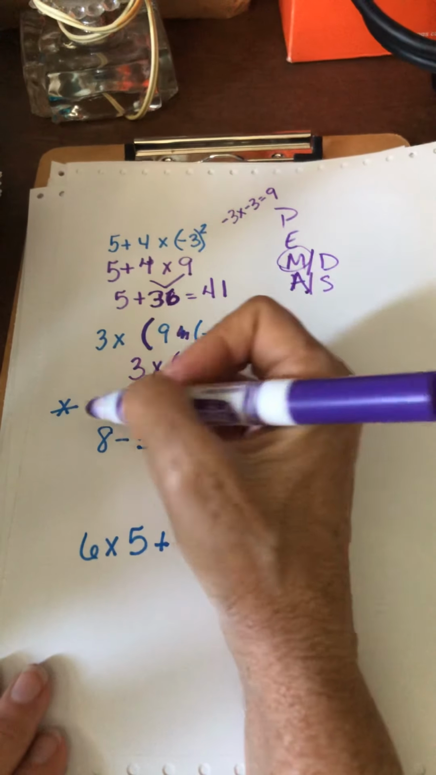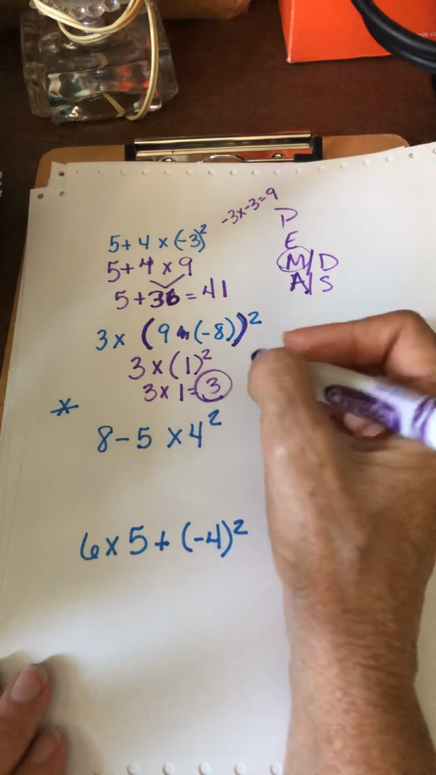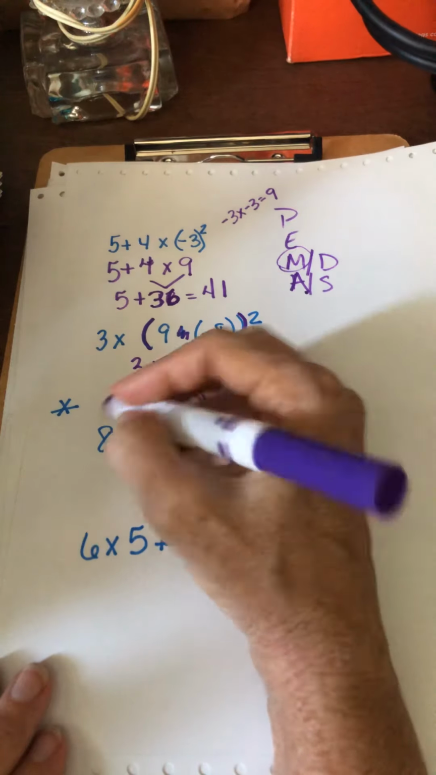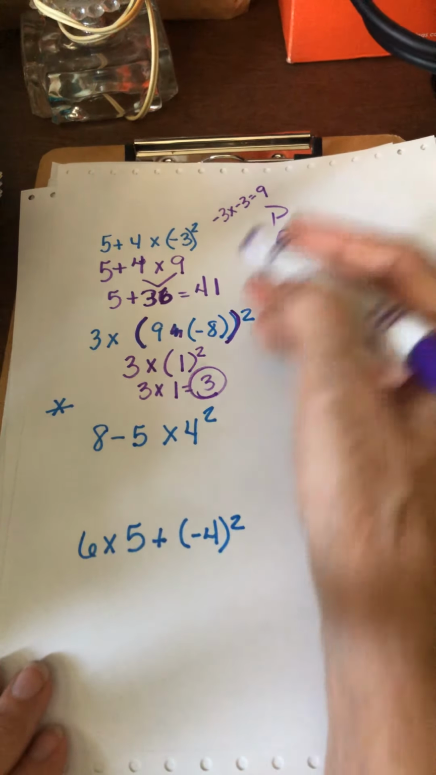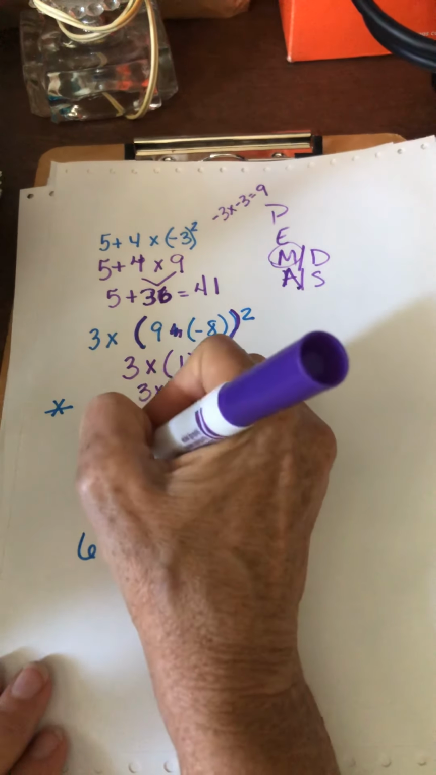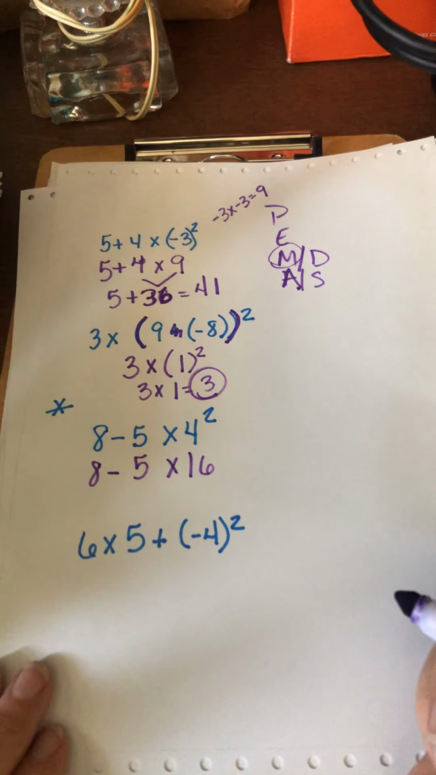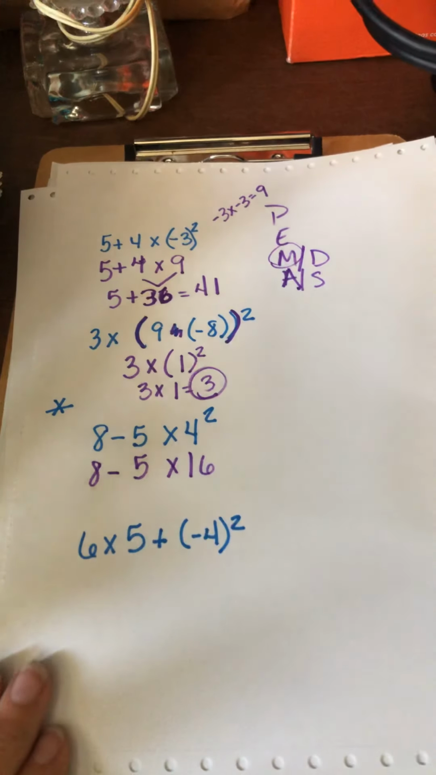Okay, I have a star by this one. I'm not sure exactly why, oh, I get why I think it's more challenging. Okay, I have no parentheses, so I go down the row. I have exponents, so let's do that. 4 squared is 16. Okay, so now I have 8 minus 5 times 16.